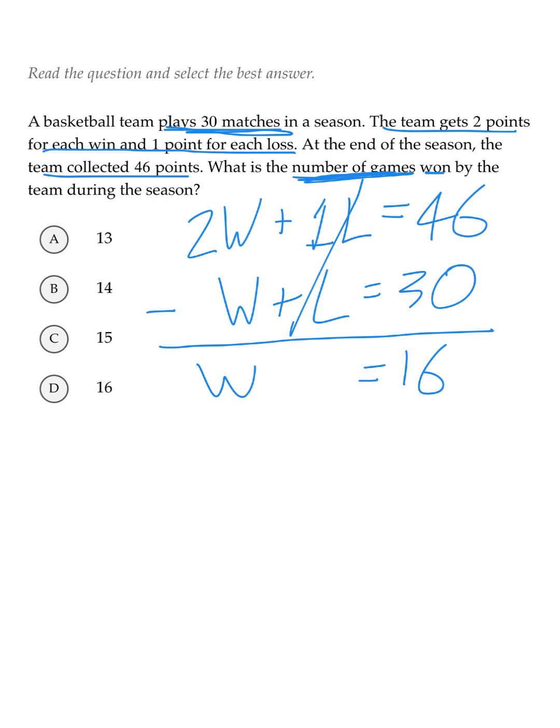From here on out, you could take the W, plug it back into either of the equations, and then solve for L. Then you'll have the wins and losses. But remember, the question asks for the number of games won. So actually, we're done. The number of games won should be 16, which is answer D.